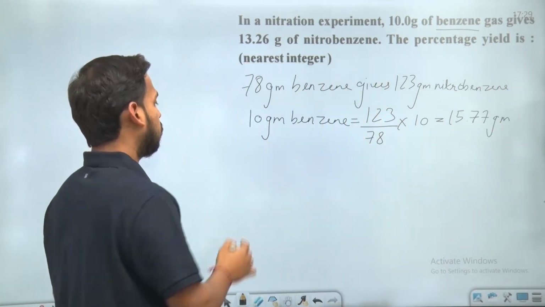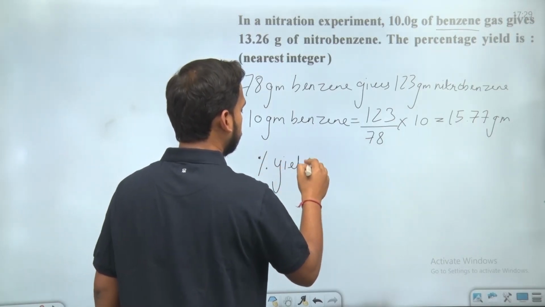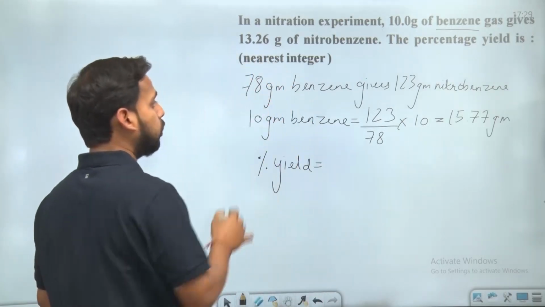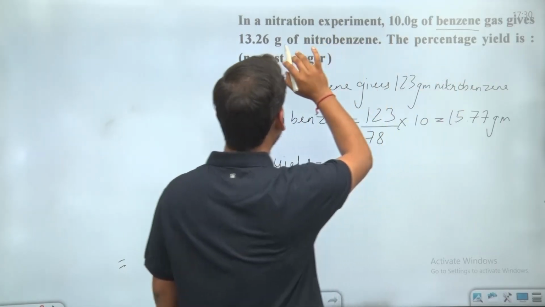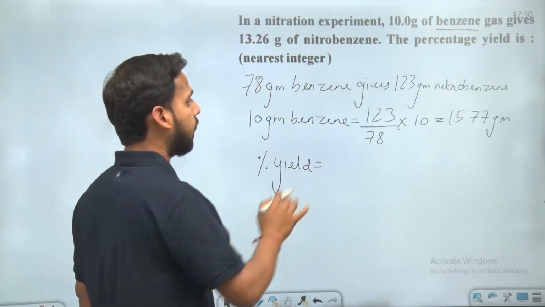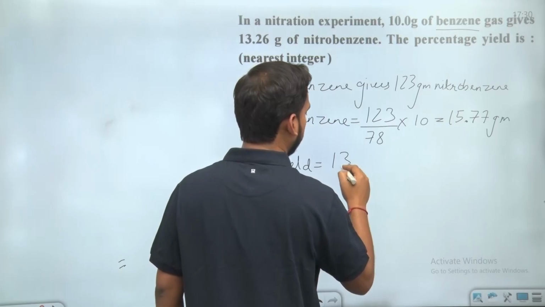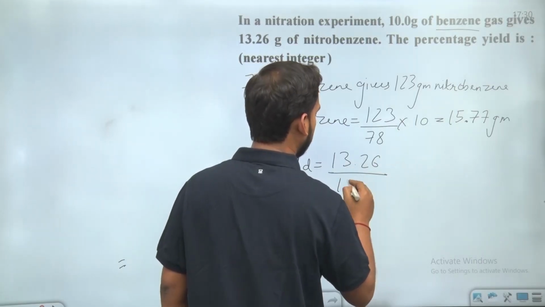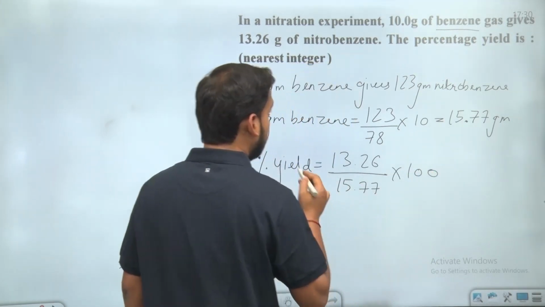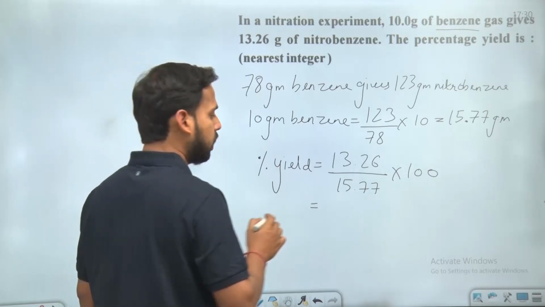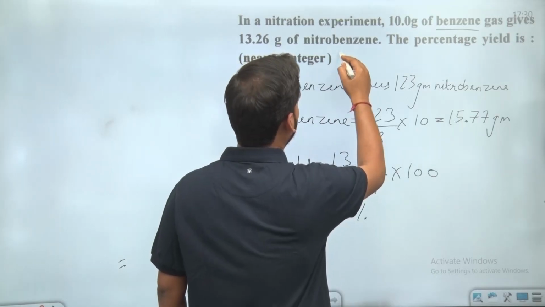For the percentage yield, it will be the given value divided by the calculated value. The value observed through the experiment is 13.26, and the calculated value is 15.77. So it will be 13.26 divided by 15.77 into 100, which, to the nearest integer, comes out to be 84%. So the answer here is 84.